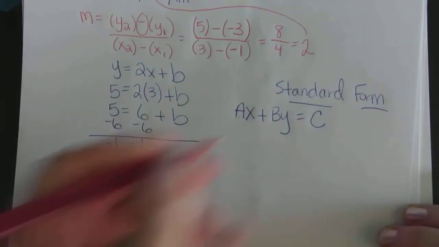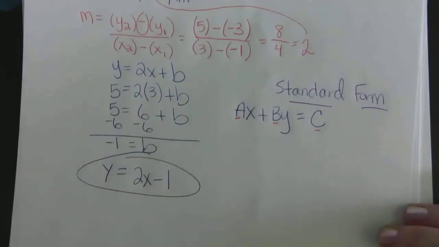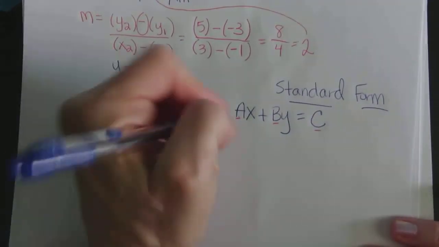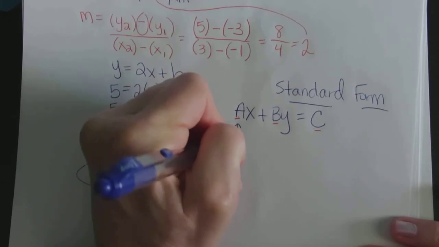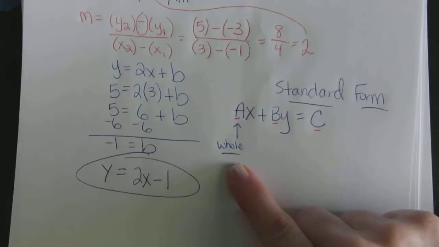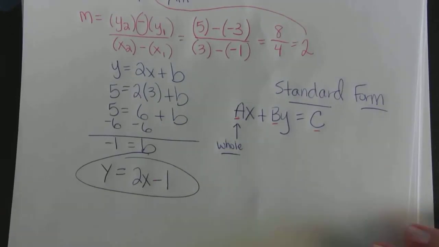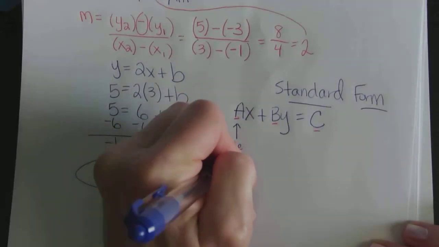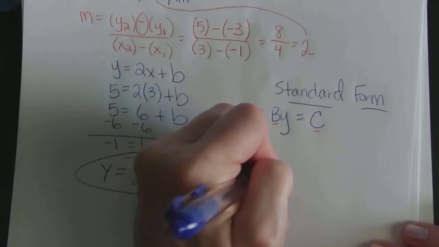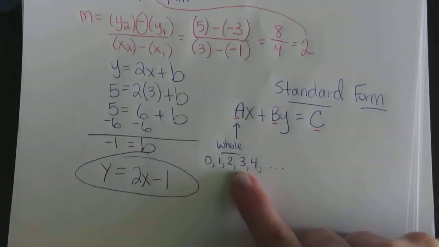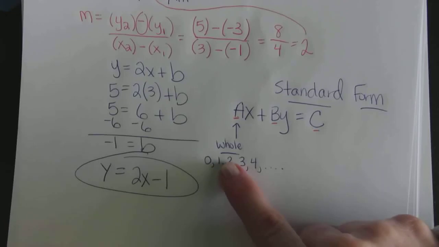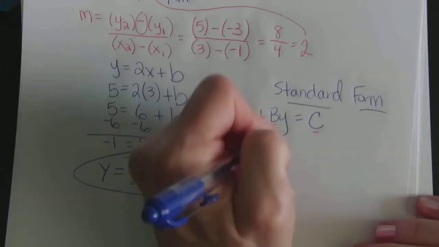Now, a, b, and c are just numbers. Now, a must be a whole number. Well, what's a whole number? If you think back to your math past, your whole numbers are 0, 1, 2, 3, 4, and on and on and on. No fractions, no decimals, no negatives, just your whole numbers, okay?